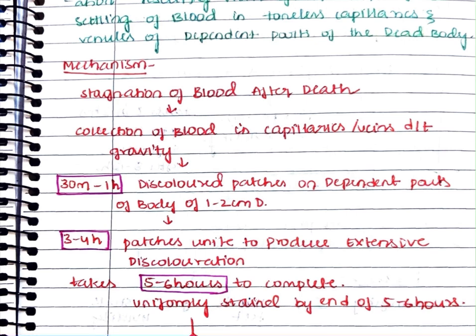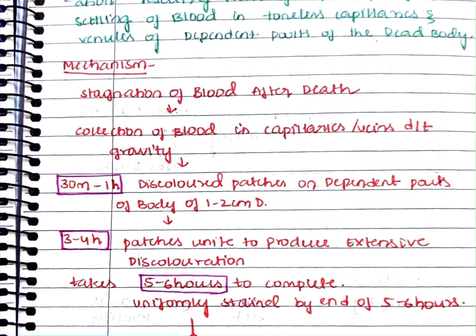This collection of blood in the capillaries and veins is due to gravity, again the gravitational force. The weight of the whole body falls on the back of the body. When the person is lying down, it falls on the dependent part of the body. So there the blood collection happens in the capillaries and veins due to gravity.